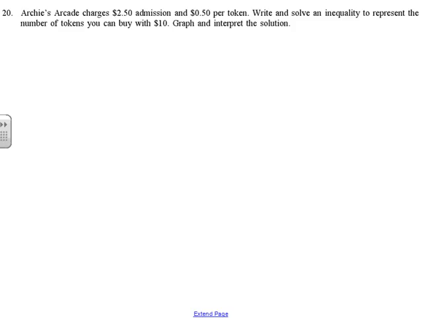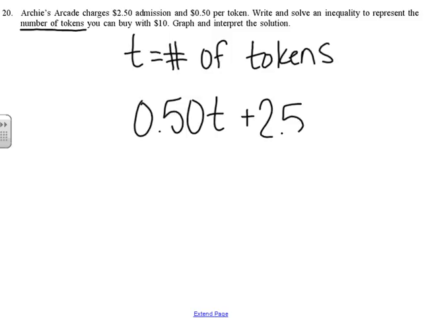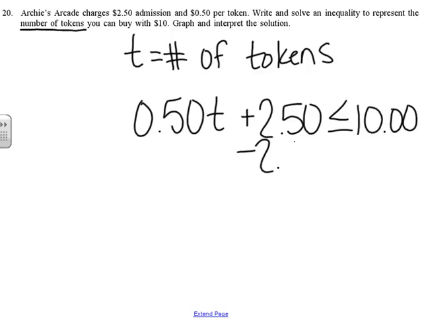Okay, next, Archie's Arcade charges $2.50 admission and 50 cents per token. Write and solve an inequality that represents the number of tokens. That's what we're looking for. There's our variable. You can buy with $10. So we can do T for number of tokens. Okay, it's 50 cents per token. So that would be 50 cents multiplied by the number of tokens plus your 2.50 admission. You only have $10, so it has to be less than or equal to 10. Okay, we're going to subtract 2.50 from each side. Make sure you line up your decimal point.